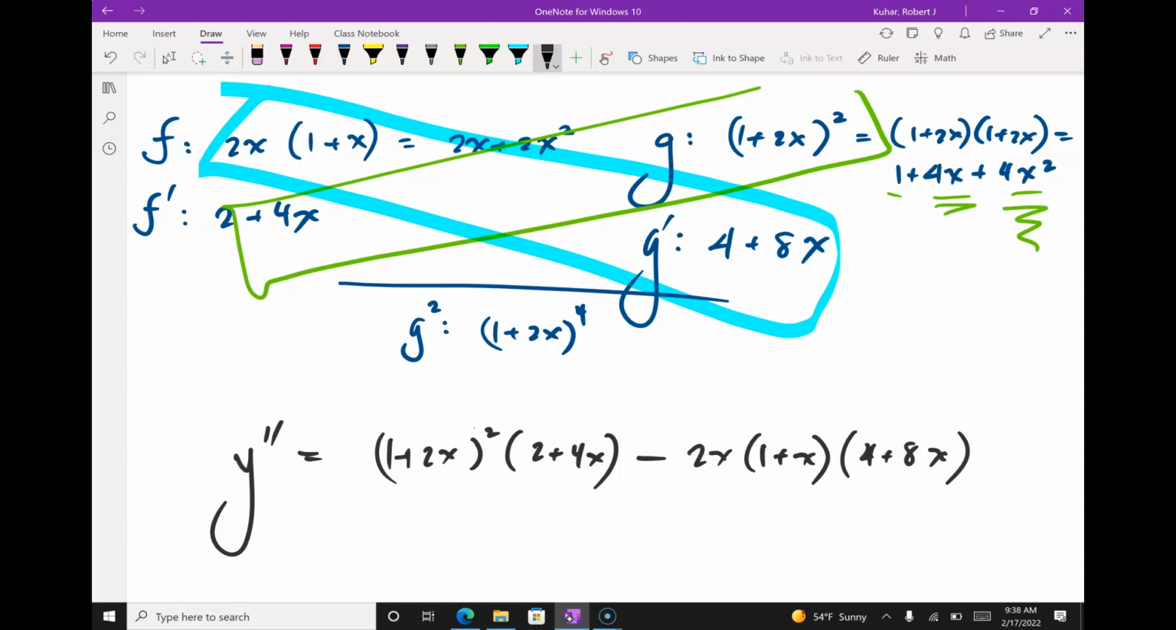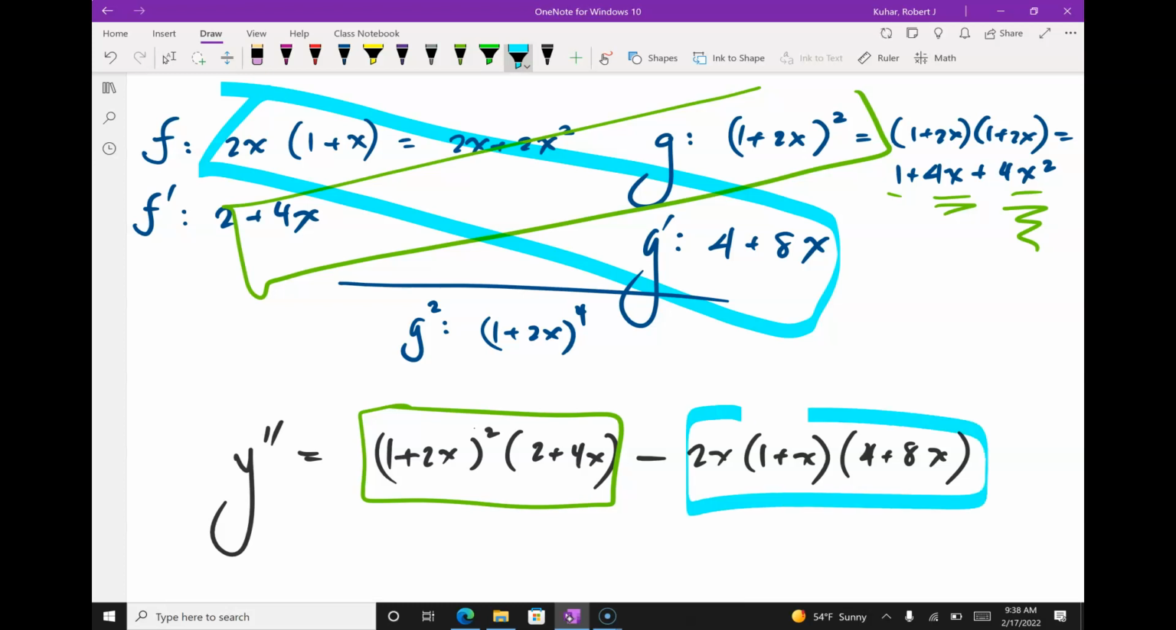Yes, 1 plus 2x squared. That's from my green box. And this is the blue box, all divided by 1 plus 2x quantity to the fourth. Do you see what I mean about how nasty this top is?